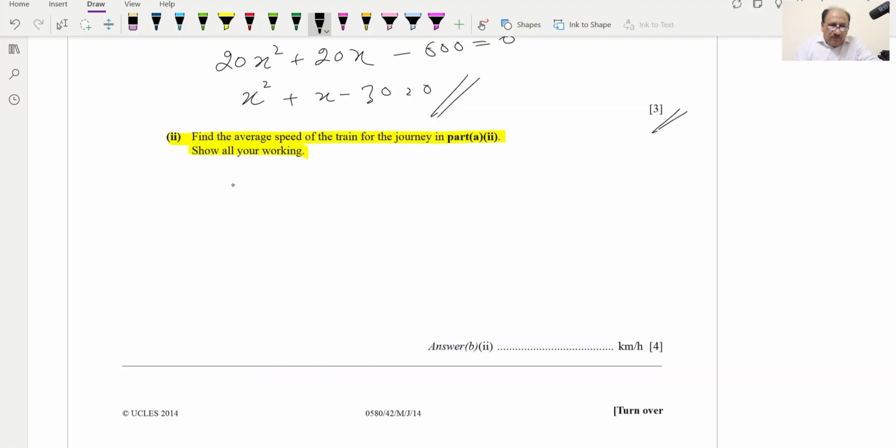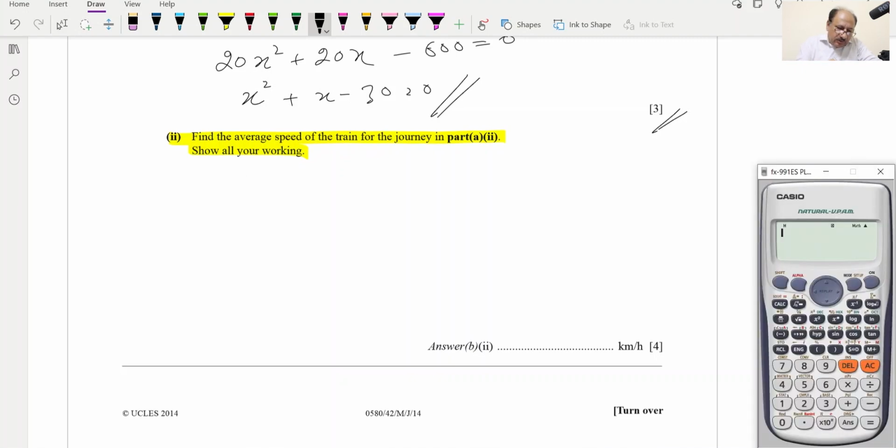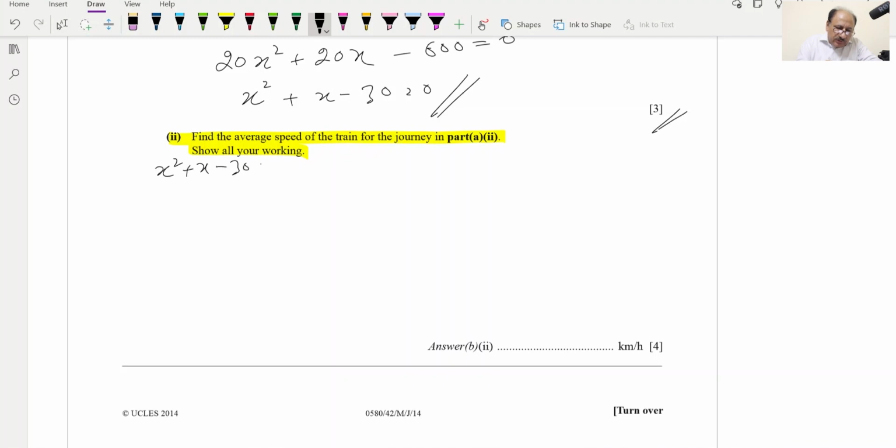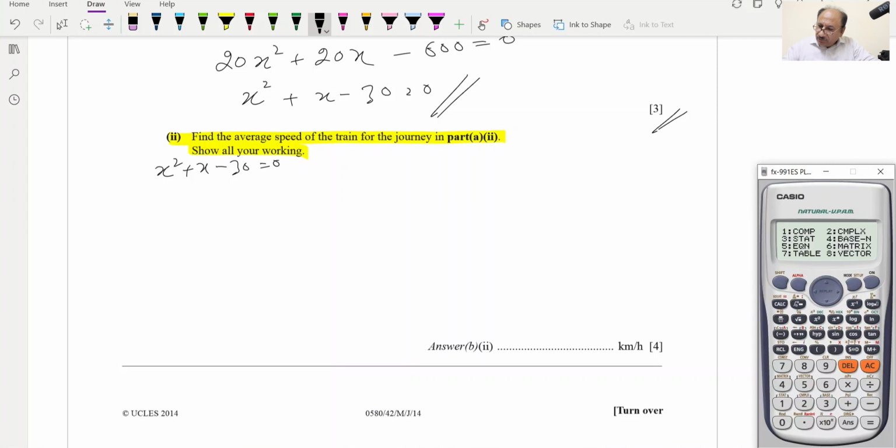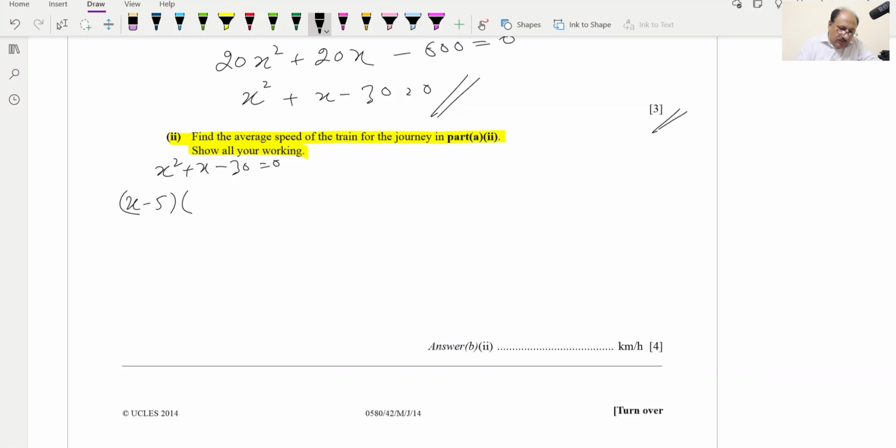Find the average speed of the train for the journey in part 1, show all your working. So for this one, average speed we can write 600. Basically we need to solve this quadratic equation. This is a 4-mark question, so we can solve this quadratic equation. I will write this equation first and then I will factorize this. For factorization, we can take help from calculator. So x squared is 1, coefficient of x is 1 and minus 30, and this will give us 5 and minus 6. So we can write factors x minus 5 and x plus 6, and this is equal to 0. So this implies x is equal to 5 and x is equal to minus 6, and minus 6 we can ignore, and we will be taking x is equal to 5.